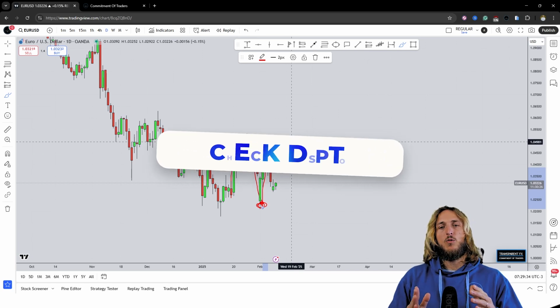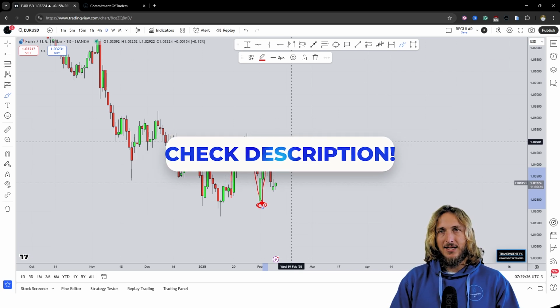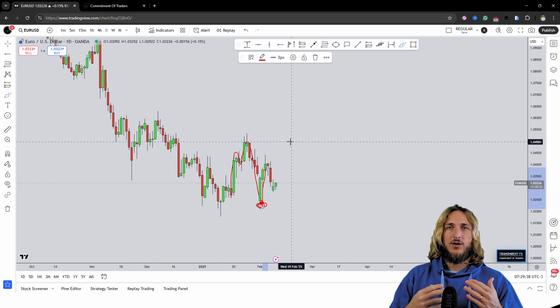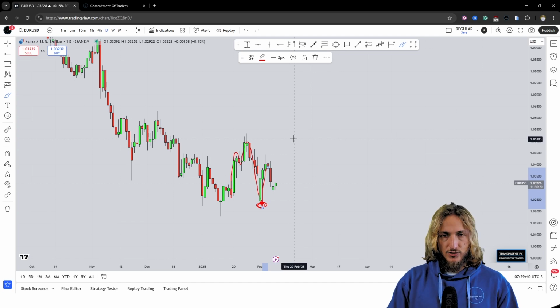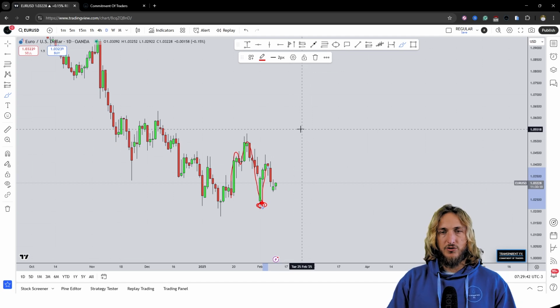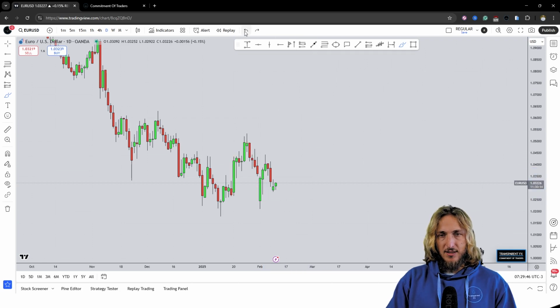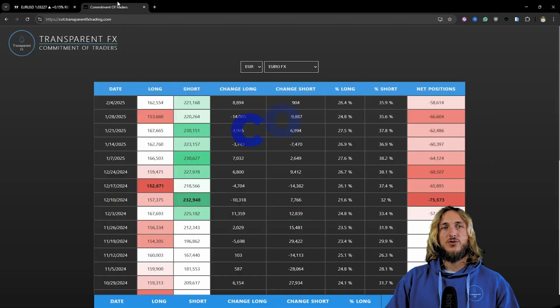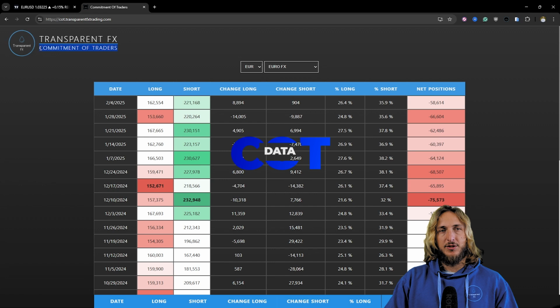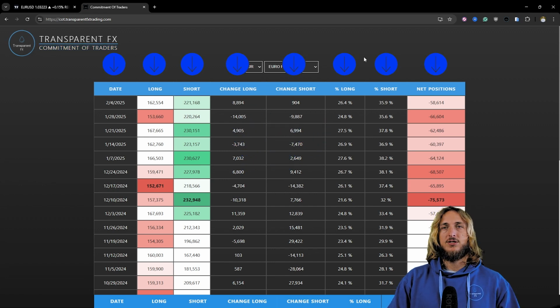And by the way, I will link in description that previous analysis, so you can go and check it out for more free education. But at the moment, what kind of structure we have? Well, before we go into more details here from a daily perspective, first, let's go and see what we have when it comes to the commitment of traders. So what the big players in the market are doing.